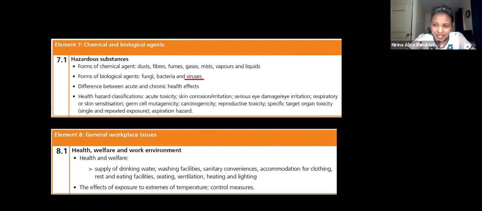And COVID-19 is not the hazard. What would be the hazard in that case? Chat box. COVID-19 is not the hazard. What would be the hazard? The hazard would be the virus itself. So which one? Could someone type in the chat box? Because COVID-19 is the name of the disease. The hazard would be what's causing the disease, which is the name of the virus. What is that?